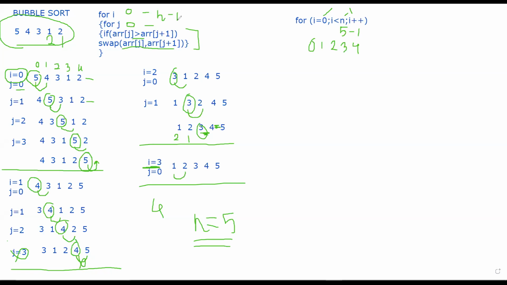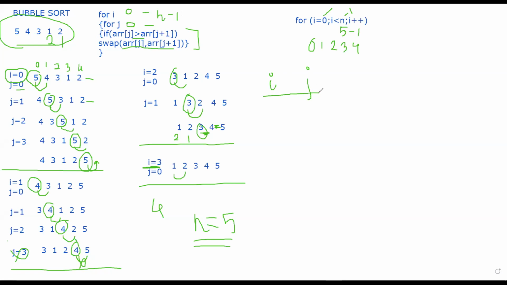Okay, then come to the j loop. Now, let's find the relationship for j also. Just listen to this carefully. See what I'm doing. This is how you can find the relationship on your own also between two variables. This is very important.